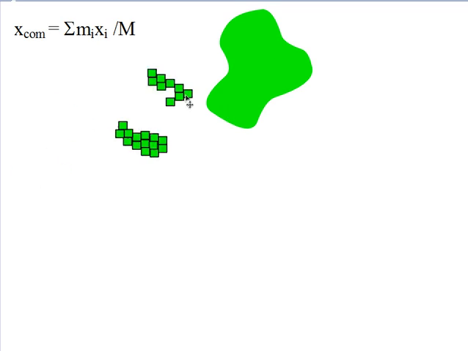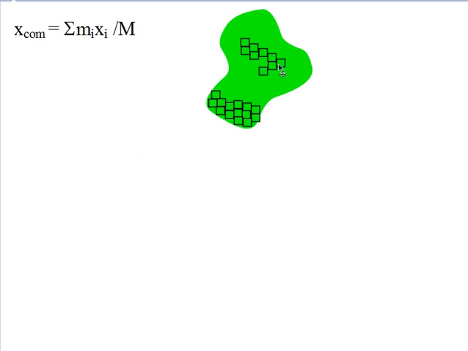But what I'm going to do is to take this and cut it up into little chunks. I'm going to take this continuous distribution, cut it up into little chunks, and I will take each of those little chunks and I will take its location and weight it by how much mass is at those little chunks.